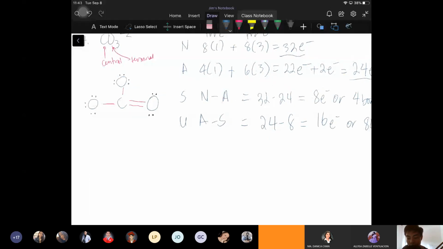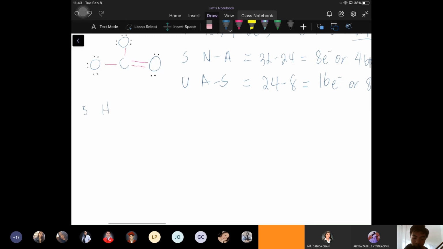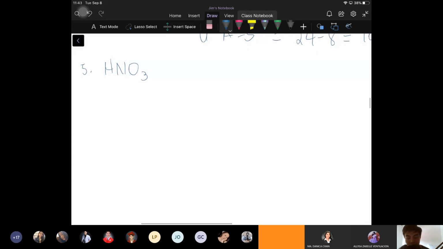Okay? So bigyan ko kayo ng medyo brain teaser naman. HNO3, nitric acid. So sa ngayon, sasamahan ko muna kayo, no? I want you to help me to identify sino yung central atom. Is it the nitrogen, hydrogen, oxygen? Anyone? Ming, sino yung central atom mo? N, yung nitrogen. So, central atom ko si nitrogen.